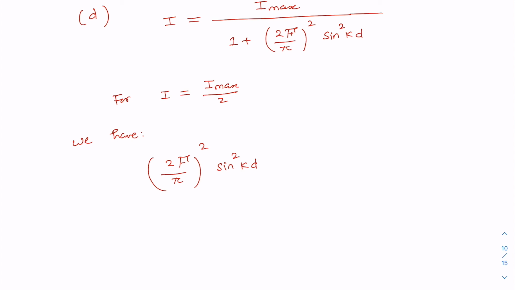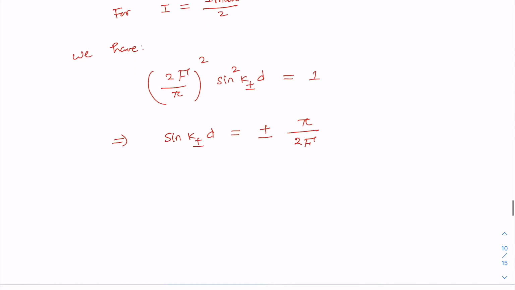K can take two values, so let me just put it appropriately here. Let me write k plus minus d is equal to 1, and from here I have sine of k plus minus d is equal to plus minus pi divided by twice the finesse. Okay, so we have k plus minus is equal to plus minus 1 by d sine inverse of pi divided by twice the finesse.